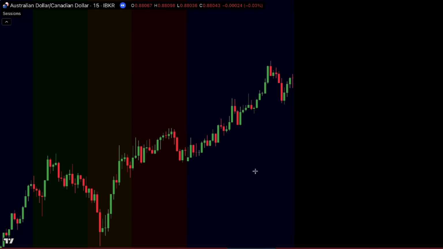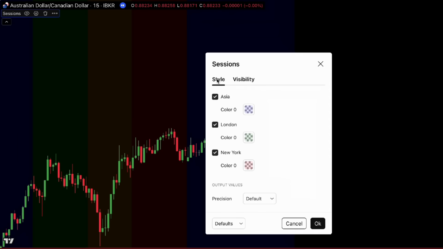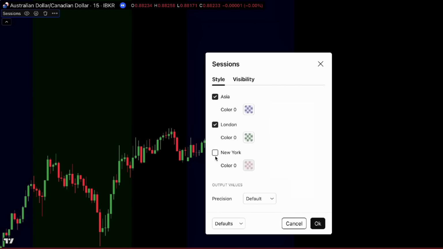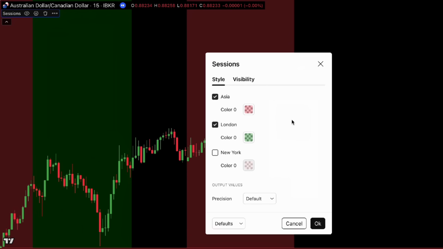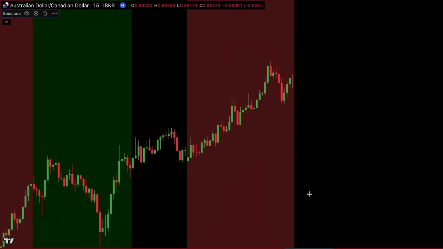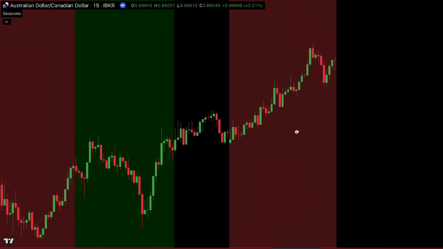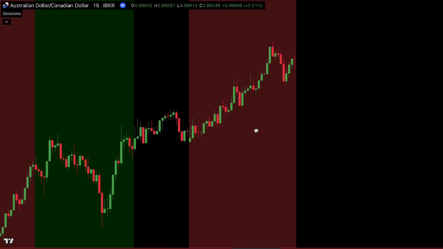Now, depending on your background color, you might not see the sessions clearly. If your chart has a black background like mine, let's fix that. Hover over the indicator name at the top of your chart, click the Settings icon, then go to the Style tab. Here's what I recommend. Uncheck New York Session to remove extra shading and keep your chart clean. Change the Asian session color to red, change the London session color to green, and that's it. Now you can clearly see where the Asian session ends and where the London session begins on your chart.